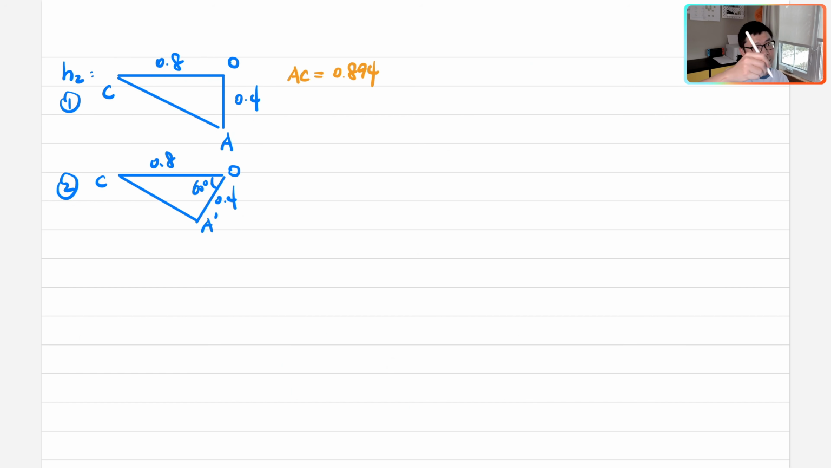And when the bar lifted a little bit, it went from the vertical position to a lifted position. This is still 0.4. This is 0.8. But you know the angle here. You can use the cosine law to find your A prime C. This is actually very similar to the last question in your midterm. A prime C, in this case, is 0.693.